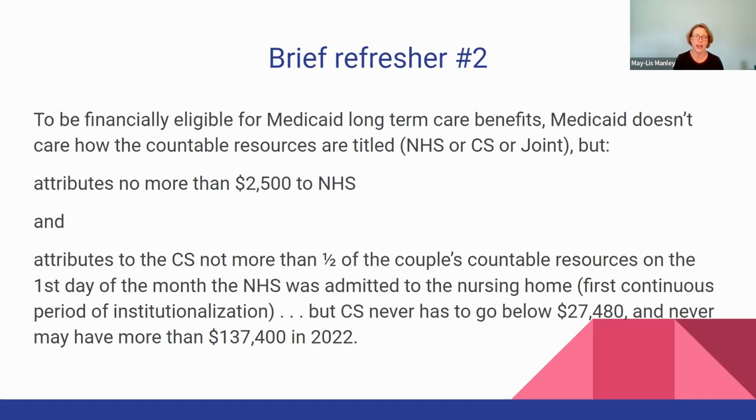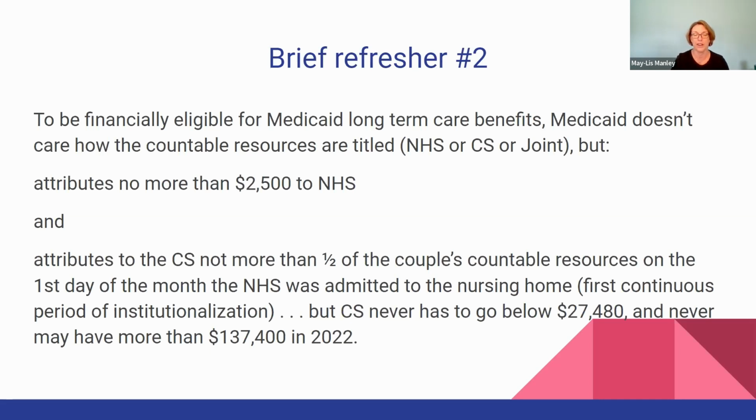Then of that $400,000 in countable resources, $2,500 is attributed to the nursing home spouse, and the community spouse cannot have more than $137,400. And you're probably thinking, but wait, half of it is $200,000. Yes, half is $200,000, but again, can never exceed $137,400 in 2022.